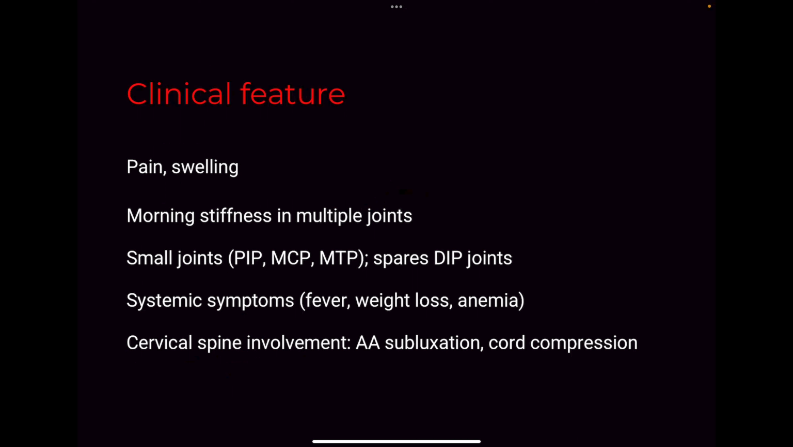Coming on to the clinical features, it's a female predominant disease actually, and the patient presents to you with pain, swelling, and morning stiffness. Some people say it's more than half an hour, and some people say it's more than 1 hour. Several small joint involvements are there, but classically in the hand, the distal interphalangeal joint is spared. The commonly affected joints are the metacarpophalangeal joint and the proximal interphalangeal joint, but the distal interphalangeal joints are usually spared.